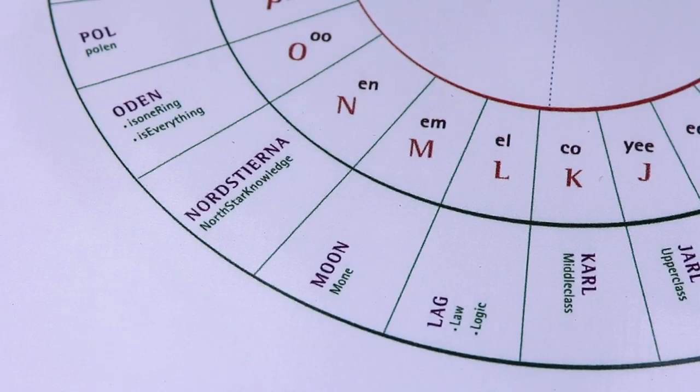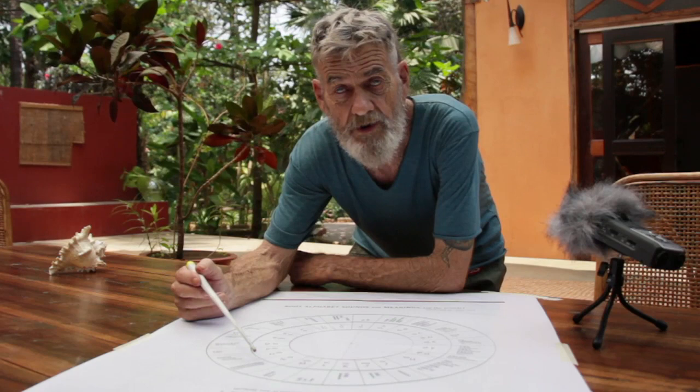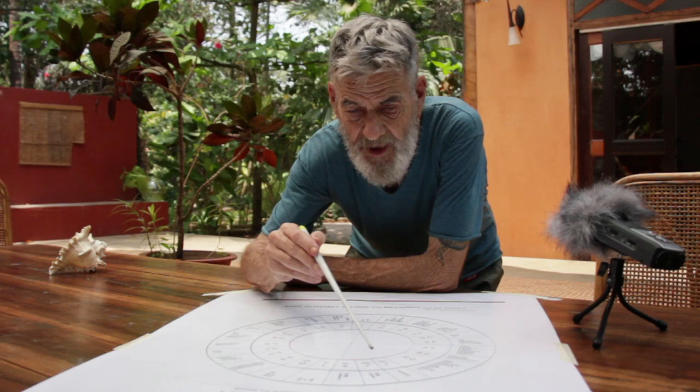The next sound is the sound N. And N, for us, is the knowledge. We spell knowledge K-N, but it's actually knowledge. So N means knowledge, and knowledge is Nordstjernan. In English, the North Star. And the North Star is the star that's straight above the pole of the planet. It's the top of the E. This point up here is called the North Star, the Polaris. And it means knowledge, which I'll explain later. The sound N.